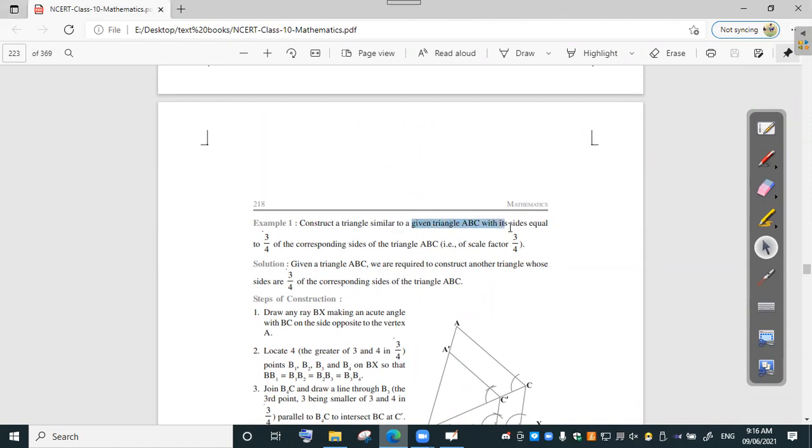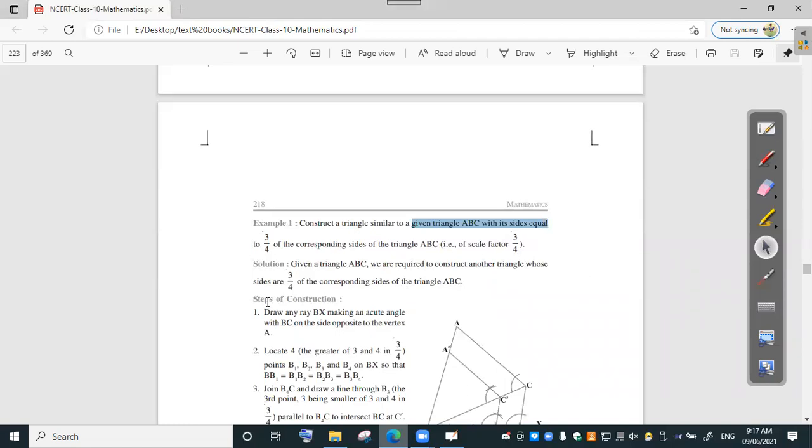A given triangle can have all the sides or some other conditions that we have seen in previous classes. How to draw the triangle if the conditions are given, and why we draw it that way. And then we have to draw the similar triangle, but the scale factor will be given.